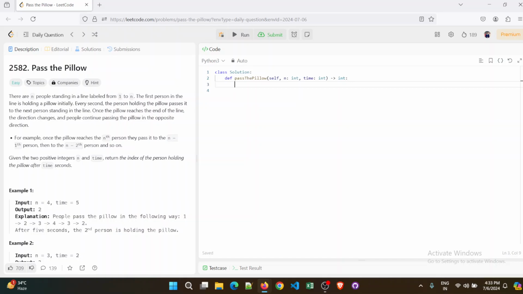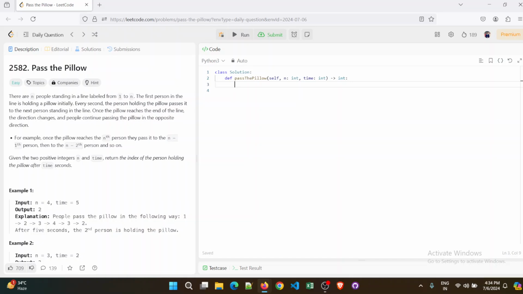The sequence of passing the pillow is: first, initially person 1 has the pillow. After 1 second, person 2 has the pillow. After 2 seconds, person 3 has the pillow. After 3 seconds, person 4 has the pillow. After 4 seconds, person 3 has the pillow again, since the direction reverses. After 5 seconds, person 2 has the pillow. So after 5 seconds, the pillow is with person number 2.